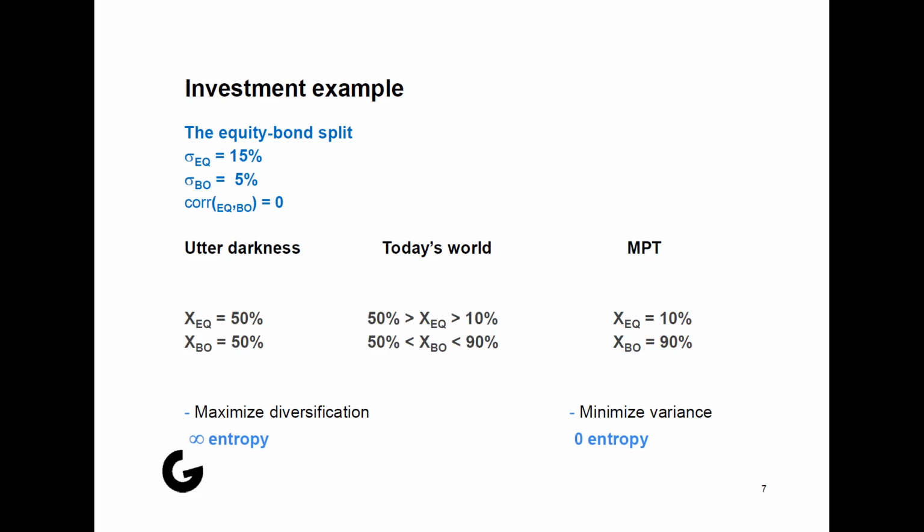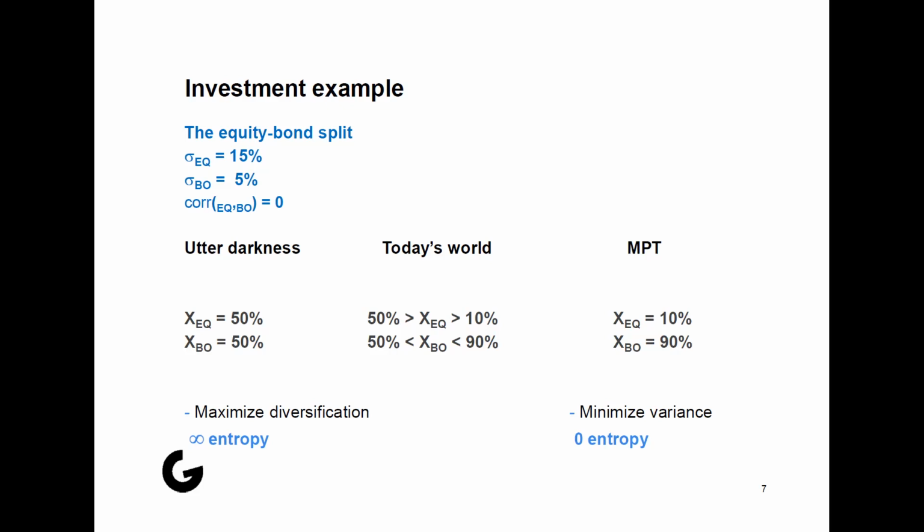Yes, that's right. You can do it in an Excel spreadsheet. That is what minimum variance comes to. If we are in utter darkness, so we only know that bonds and equities exist, we do the 50-50, which would be the optimal investment strategy. And if you agree with me, what we do today is somewhere between these two extremes.